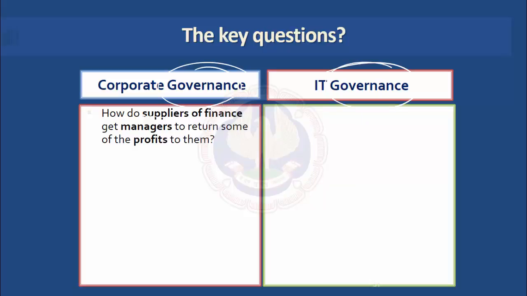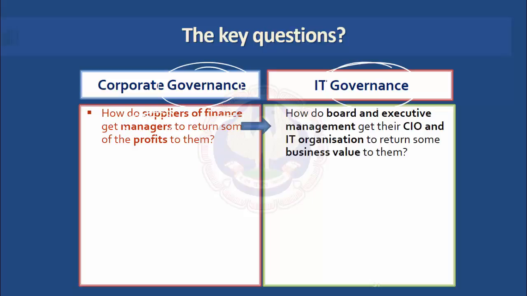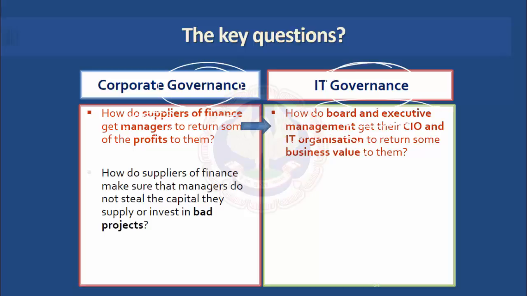Now who is responsible? Here we look at it from three dimensions. Corporate governance: we are looking at how suppliers of finance get the managers to return some of the profits to them. In the case of IT governance, who is controlling? The board and executive management get the CIO and the IT organization to return business value to them for the investment which has been made.